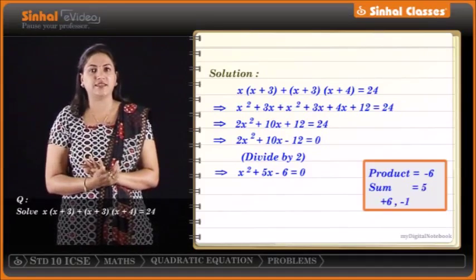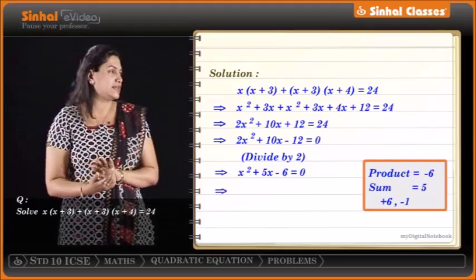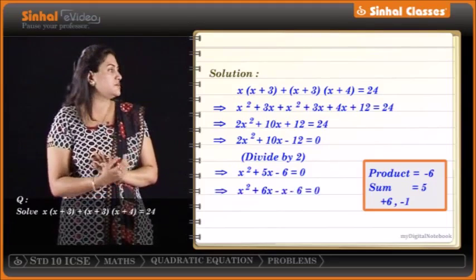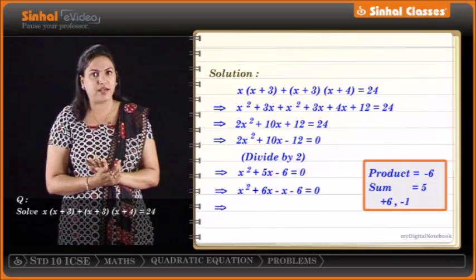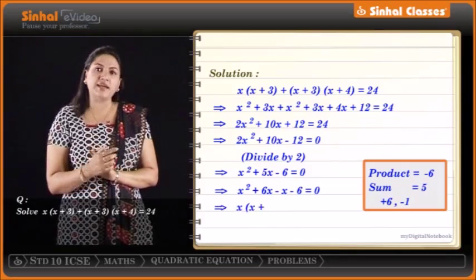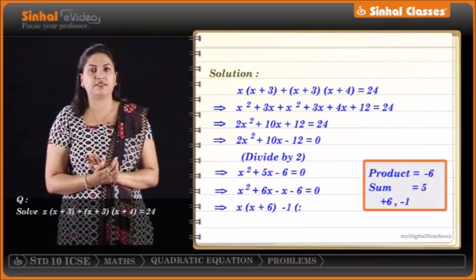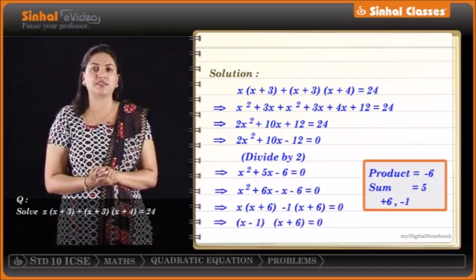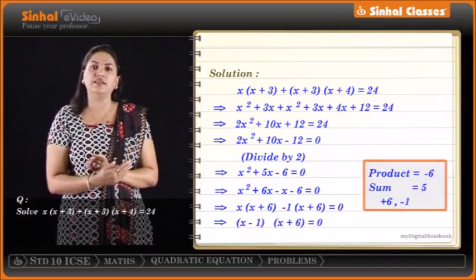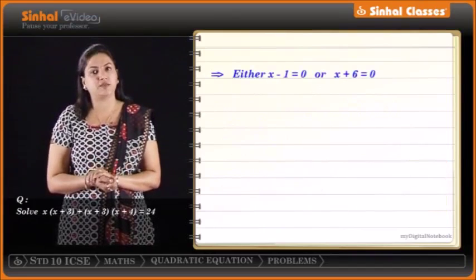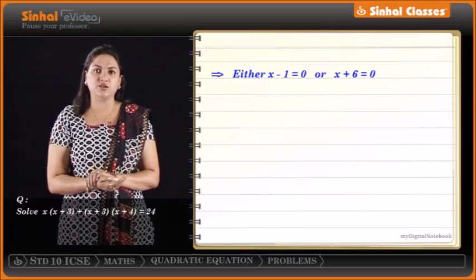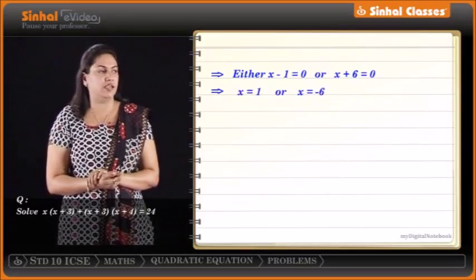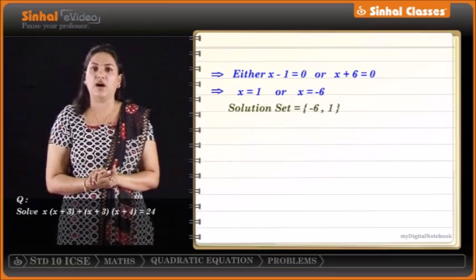So we factorize this as x square plus 6x minus x minus 6 is equal to 0. From the first two terms, x common, we are left with x plus 6. From the last two terms, minus 1 common, we are left with x plus 6. So we factorize this as x minus 1 into x plus 6 is equal to 0. Now either x minus 1 is 0 or x plus 6 is 0. So x is equal to 1 or x is minus 6. So the solution set will be minus 6, 1.